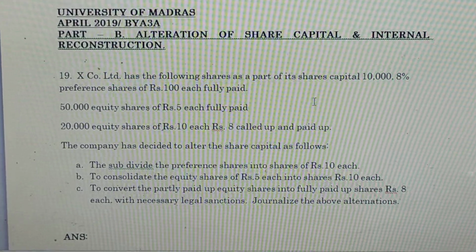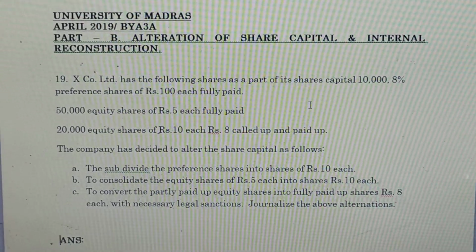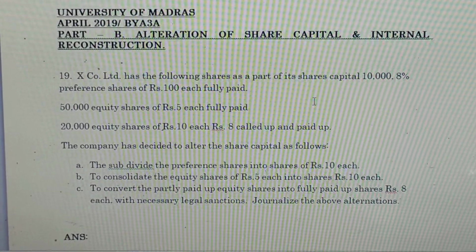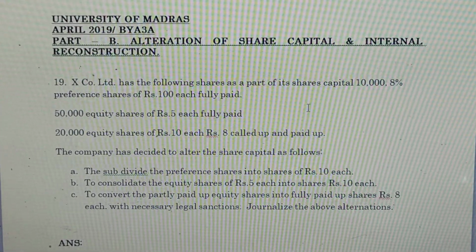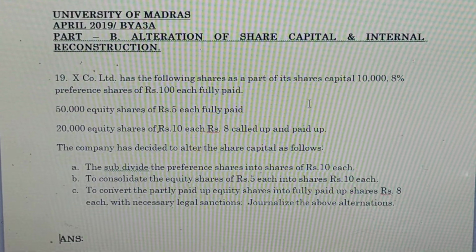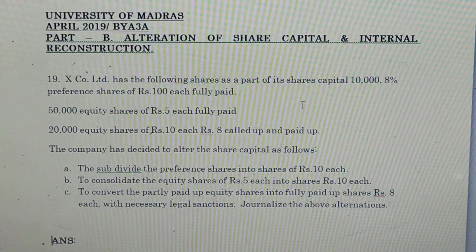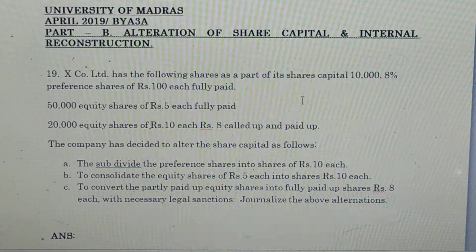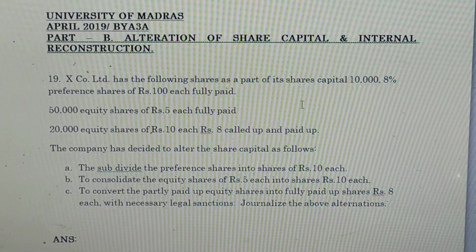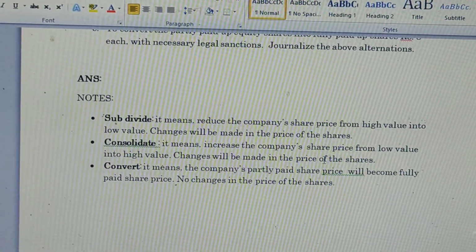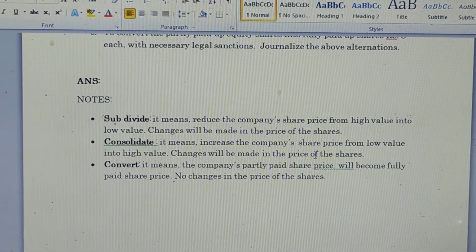The first one is to subdivide the preference shares into shares of rupees 10 each, the second is to consolidate the equity shares of rupees 5 each into shares of rupees 10 each, and the third is to convert the partly paid up equity shares into fully paid up shares of rupees 8 each. With necessary legal transactions, journalize the above alterations. Based on this information, we are going to find out the journal entry of X Company Limited.